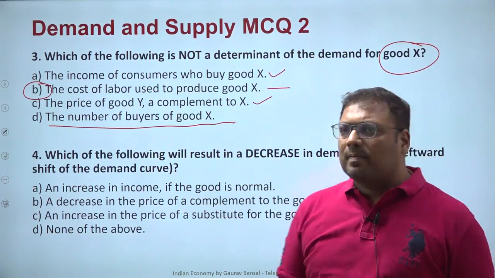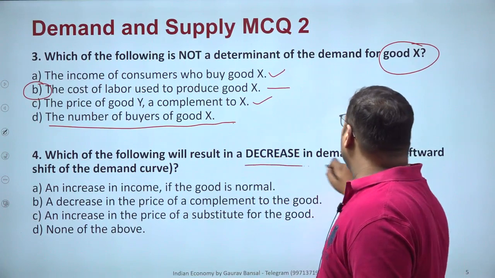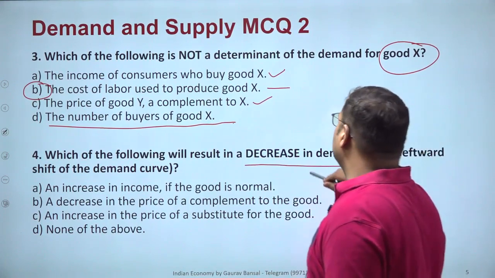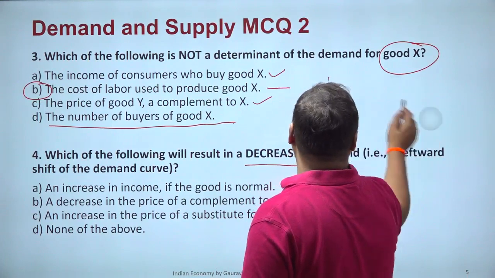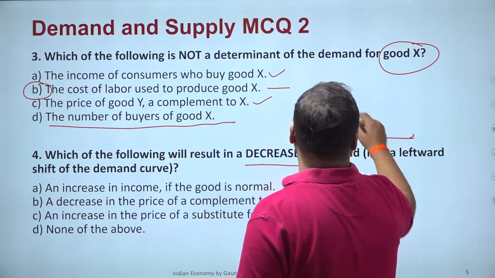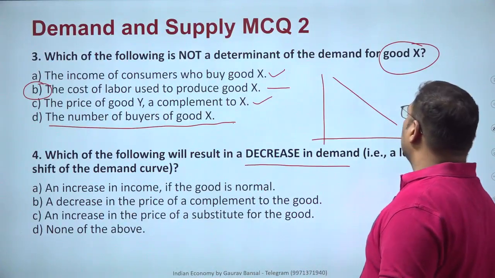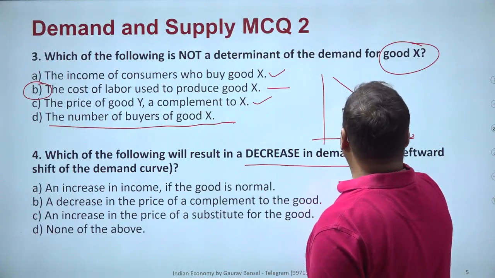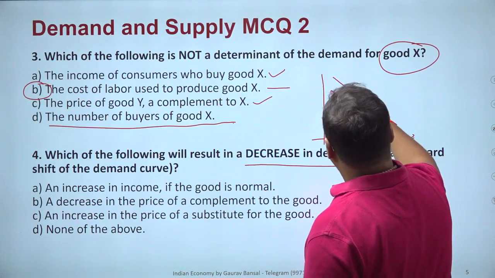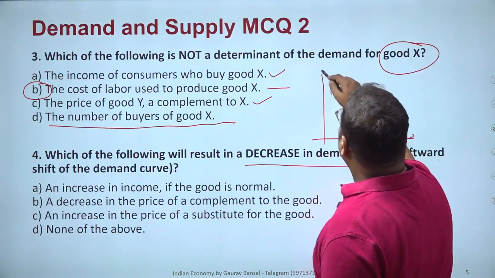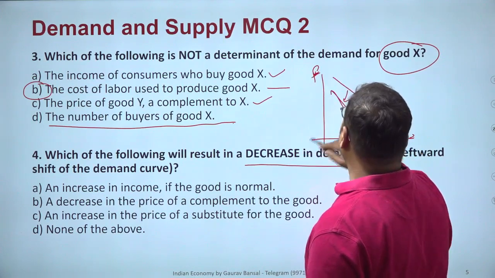Question number 4. Which of the following will result in a decrease in demand? Leftward shift of the demand curve. Okay, let us make a demand curve. This is a typical demand curve. Okay, leftward shift is this. Okay, decrease in the demand. Means at the same price now people are ready to buy less.